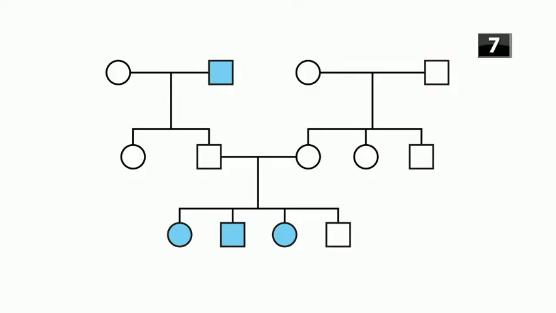Now look at number 7. Number 7 is kind of a tricky one. If the shaded boxes indicate phenotypic expression of a genetic mutation, what name is given to this phenomenon? So this is something called incomplete penetrance. This has nothing to do with inheritance. Penetrance indicates how often a genotype causes a particular phenotype. Incomplete penetrance means not all individuals with a mutant genotype show the mutant phenotype.